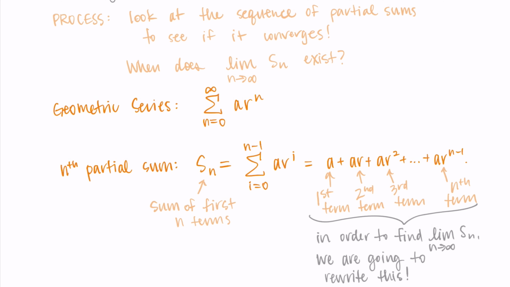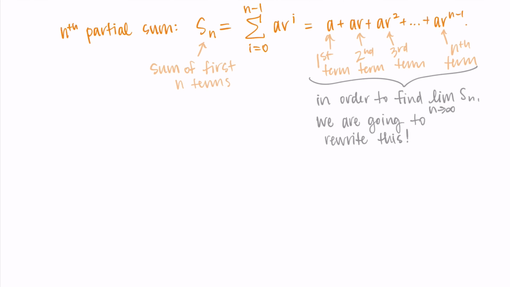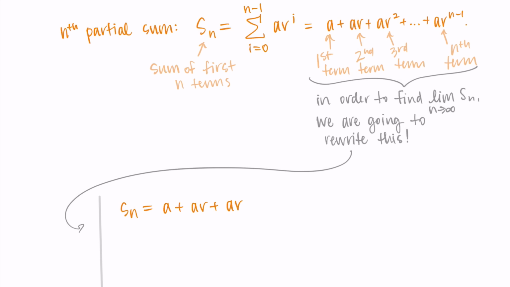In order to find the limit of these partial sums, we're going to need to rewrite them in something that looks a little bit simpler. This process takes a little bit of time, but it really does play an important part when we are determining the convergence of geometric series. So try to follow through. I think it's also just a good exercise in the types of work that we do in mathematics behind the scenes.